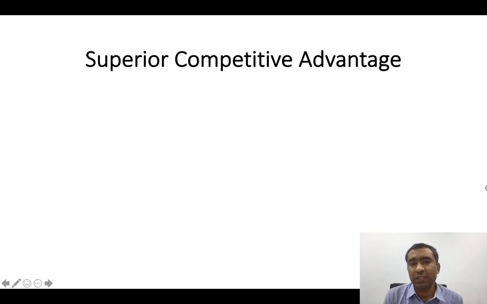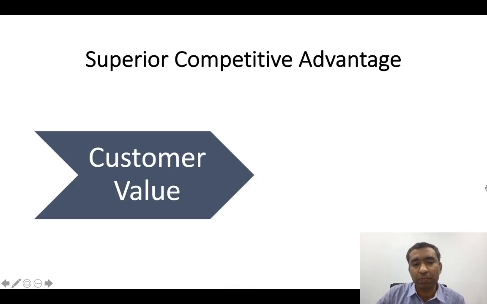So let's see what the superior competitive advantage is. What is superiority? How can your competencies be considered superior? If you are creating customer value, if you are giving your customers something which is very important for them, which has some value for them, that is customer value. So if your competencies are providing something valuable to your customer, it means that they are superior. Okay, so that is superiority test one.